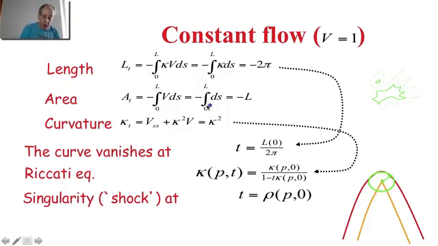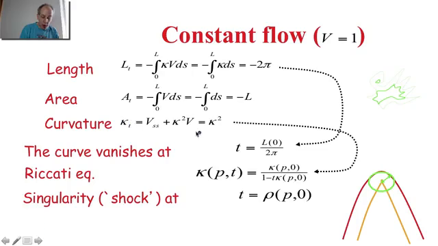The area, this was the general formula, but v is equal 1, and we have the integral from 0 to L of 1, that's L. So the area is changing proportional to the length. Now the length is changing, so this is not constant. This is constant, this is not constant. The area is changing proportional to the length. The curvature, this was the general formula, and we then have that the derivative is equal to the curvature squared, because v is constant, so the second derivative vanishes.